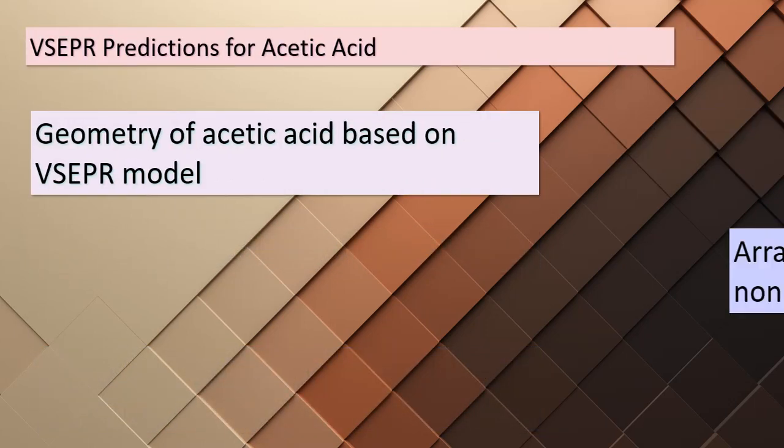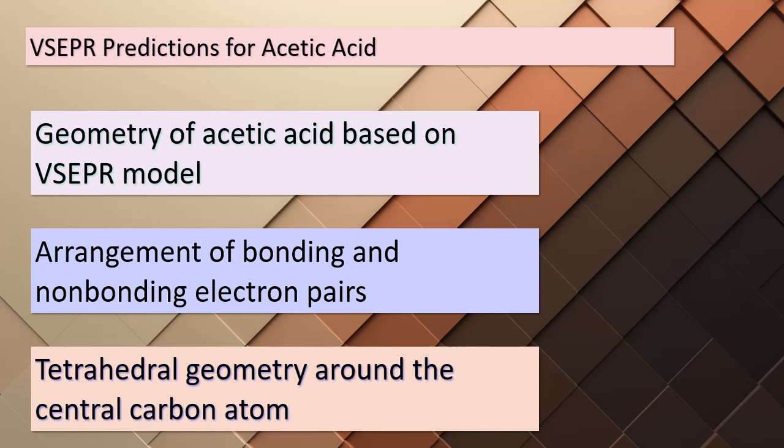Welcome back, inquisitive minds. Let's unveil the captivating geometry of the acetic acid molecule, as foretold by the VSEPR model. Remember, the VSEPR model helps us predict molecular shapes by considering the arrangement of both bonding and non-bonding electron pairs around the central atom. In the case of acetic acid, the central carbon atom is the focal point. Due to the arrangement of its surrounding atoms and lone pairs, the carbon atom exhibits a tetrahedral geometry.